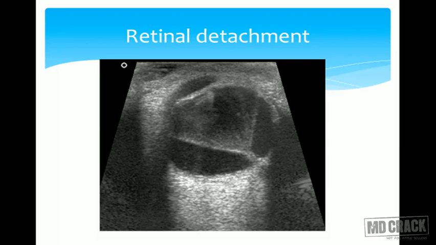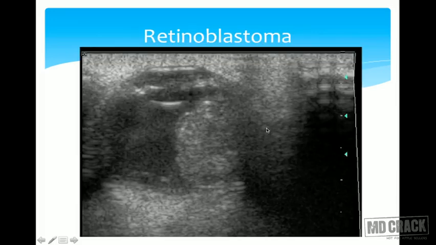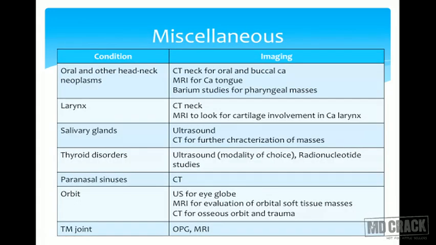Again, for eyes, ultrasound is excellent for evaluating retinal detachment. This is your retina, and these are these exudates below the retina. This is another patient with retinoblastoma. This is a lobulated lesion which is seen on ultrasound. So this takes care of your evaluation. So, taking a recap, when you're considering evaluating oral and other head and neck neoplasm, CT neck should be done for oral and buccal carcinoma. MRI may be done for carcinoma of the tongue.